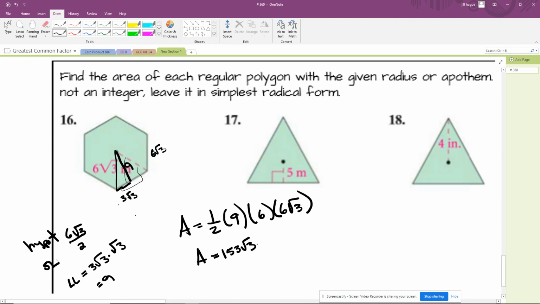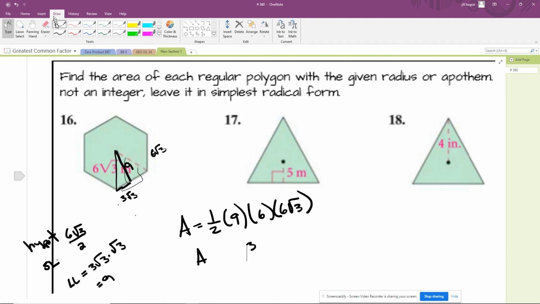Okay, so maybe brush up on your special right triangles if that seemed confusing to you. And I actually screwed that math up, I think, now that I look at it. Hold on. It's not 153.